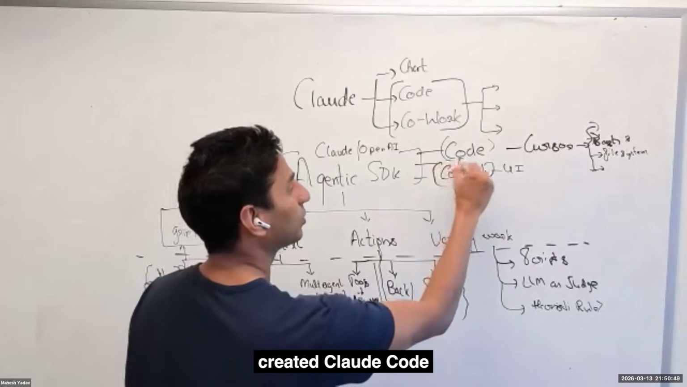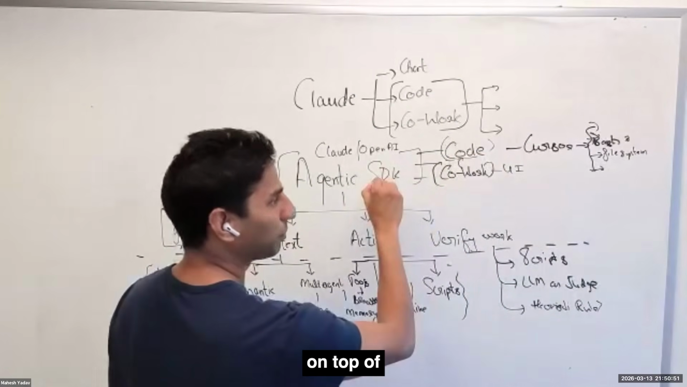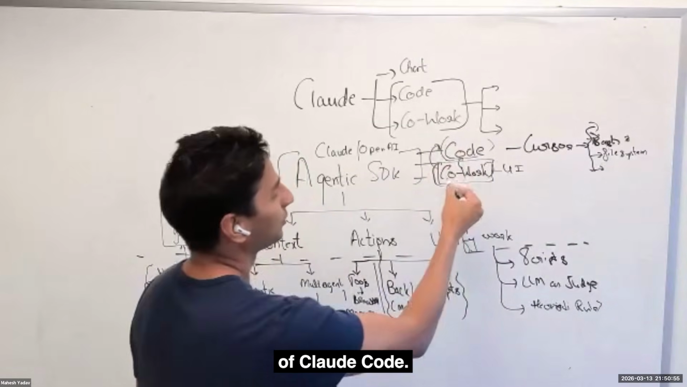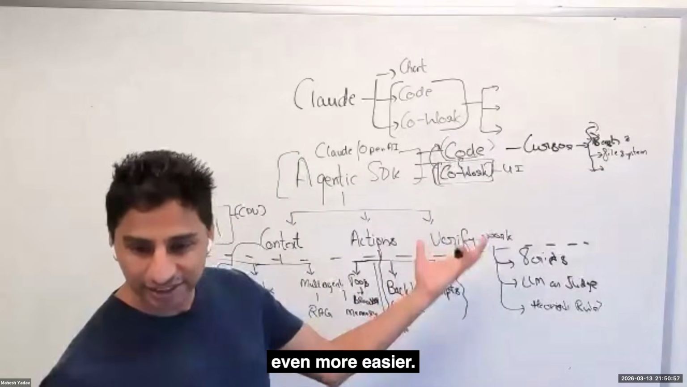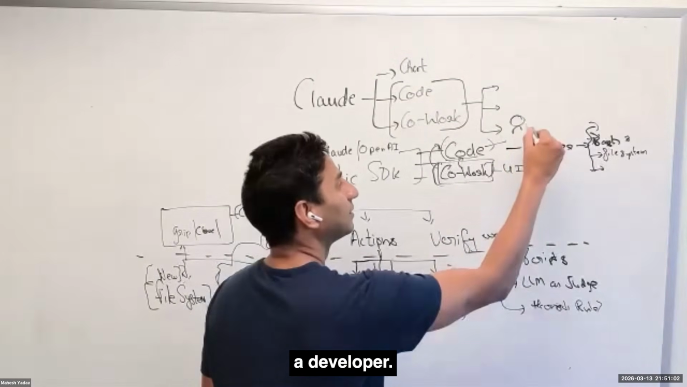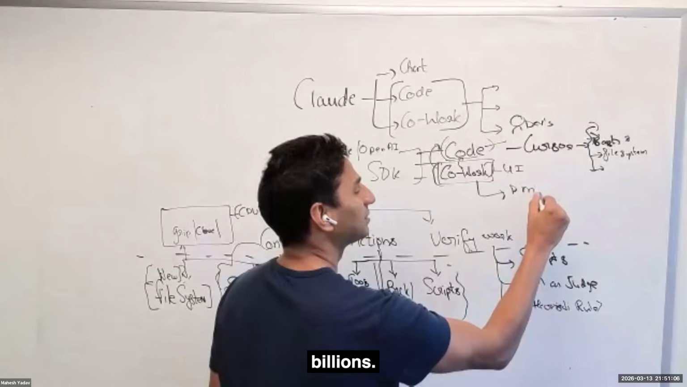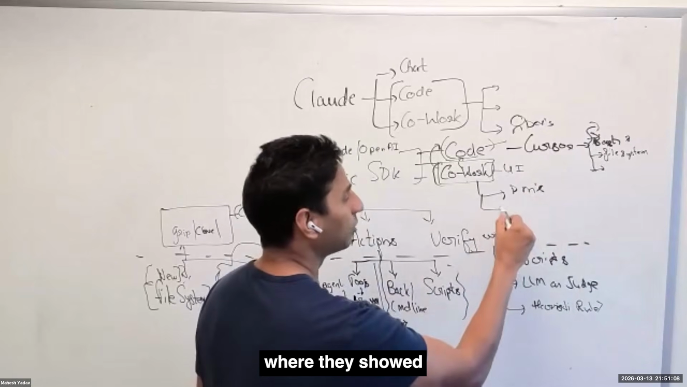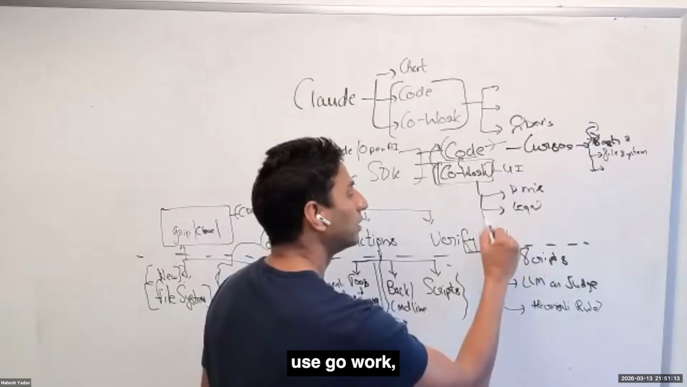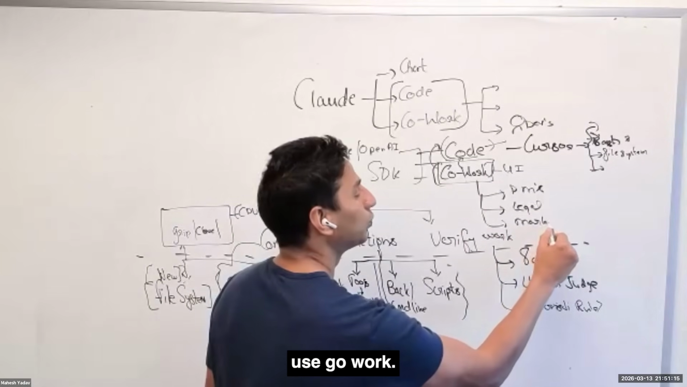Agent SDK created Claude Code. Claude Code was created on top of Agent SDK. Co-Work is created on top of Claude Code. So now you can do things even more easily. Here, the persona is a developer. Here, the persona is PMs. Anthropic released a video where they showed how their PMs use Co-Work, how their legal team uses Co-Work, how their marketing and sales use Co-Work.